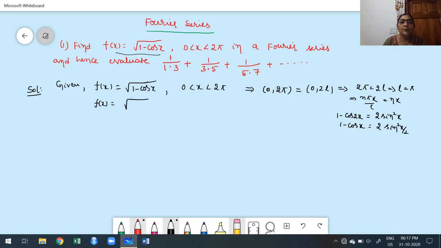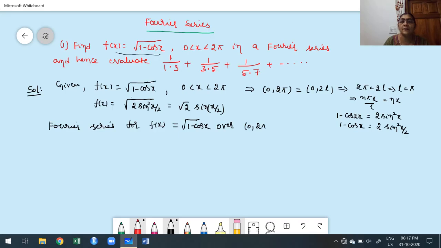Now, the given function can also be written as root of 2 sin square of x by 2. What we get is root 2 into sin of x by 2. Now, sin of x by 2 is easy to evaluate. Now, I have to leave it as itself. Now, I have to write the Fourier series for the function f of x equal to root of 1 minus cos x over the interval 0 comma 2 pi.